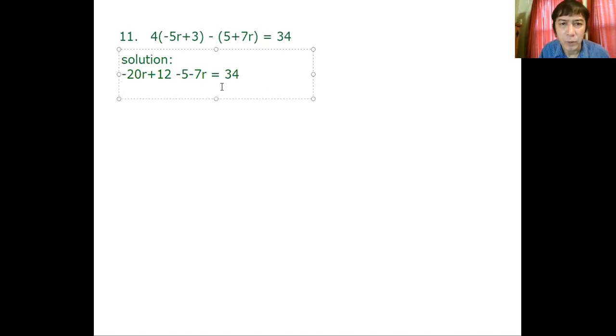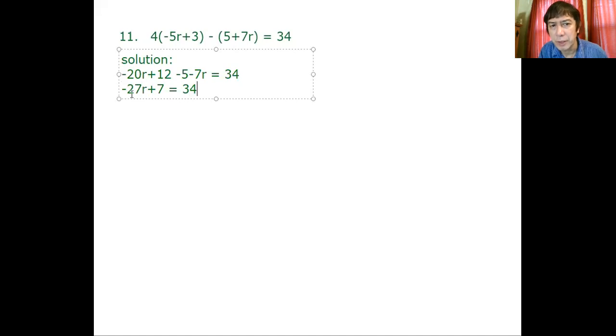Next line, we try to simplify. Let's combine like terms. This one is a letter r. Also, this one is letter r. So we can combine negative 20r and negative 7r, which is negative 27r. Now we go to the numbers 12 and negative 5. That should be positive 12, and negative 5 gives a positive 7. So we're through with the left side. We now continue with the right side. That remains 34.